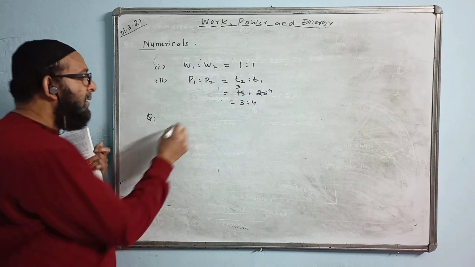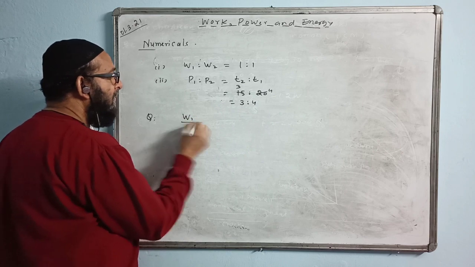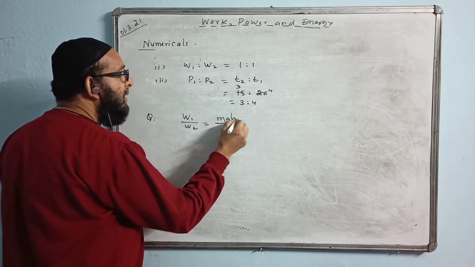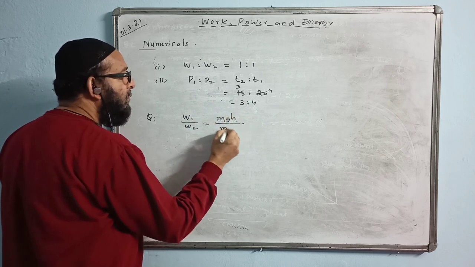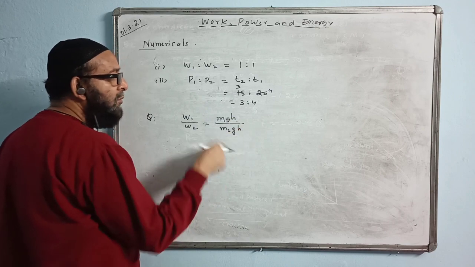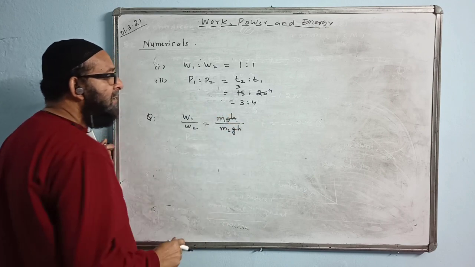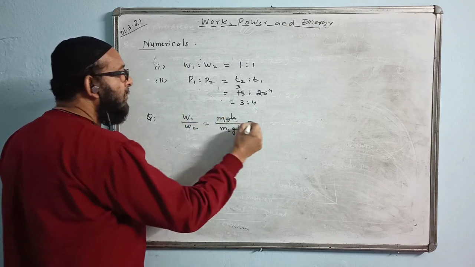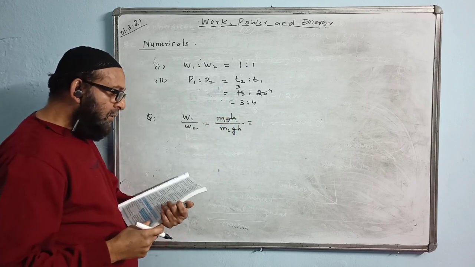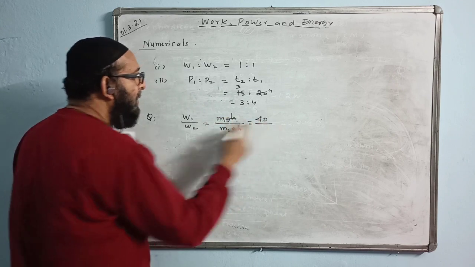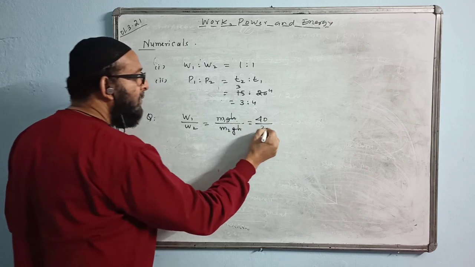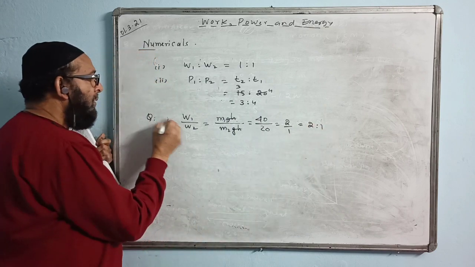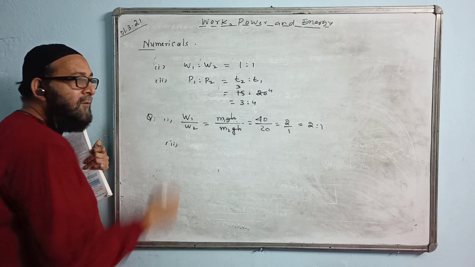We will be calculating. In the first case, the W1 by W2 ratio will be written as m1gh1 by m2gh2, because the height is the same since they are climbing the same route. g we can cancel. So W1 by W2 will be equal to m1 by m2. What is the mass of the boy given in the question? Mass of the boy is given as 40 kg, and mass of the girl is 20 kg. So the ratio will come 2:1. This is the ratio of the work done.